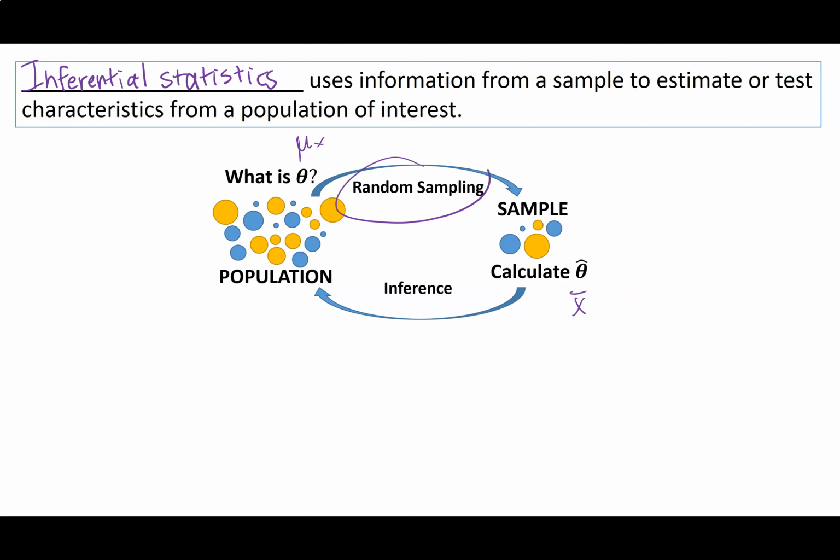Really, really important. It really doesn't work if you don't have a representative sample. It's really important to do random sampling here. If you don't do random sampling here, you don't get to do inference here. It's really rough.